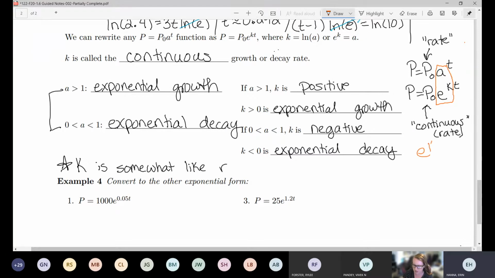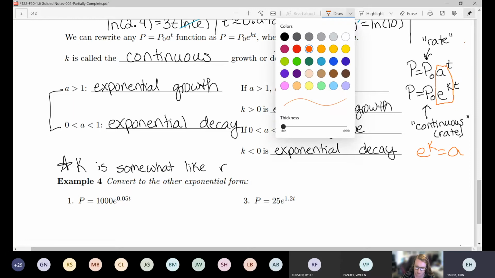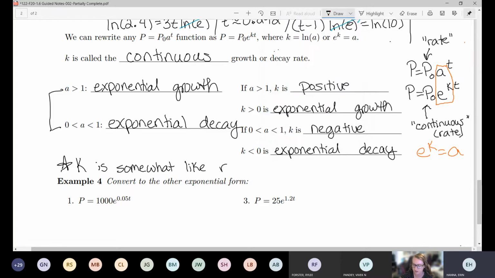I personally just use this relationship because I think it's easier to remember. You just look at the two and say what is different. If I want to say that these two equations are the same thing, that they're representing the same set of data, then I want everything to be equal to each other, so a must have been equal to e to the k. Hopefully that makes sense. So that's essentially what we're going to use to find the equivalent other form for these exponential functions.